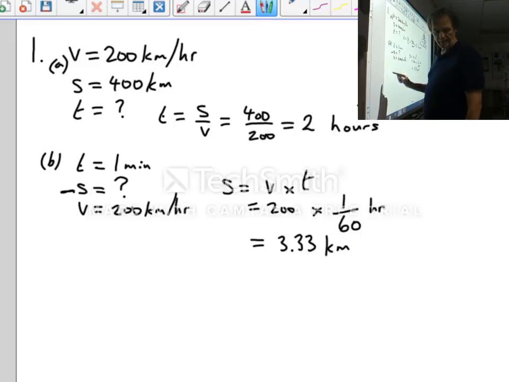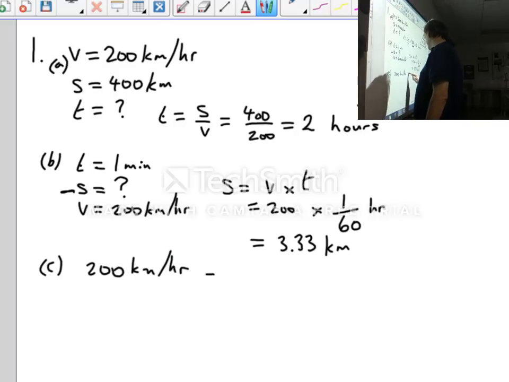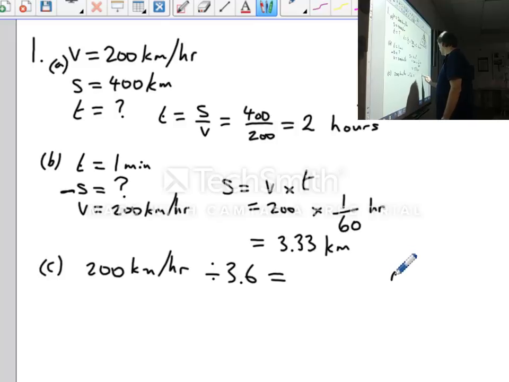Okay, you're looking at part C there. Convert 200 kilometres an hour into metres per second, and we said there was a straight conversion that you could use for that, where you would just divide by 3.6 to convert into metres per second. So if we divide it by 3.6, we'll get into metres per second. So 200 divided by 3.6, and you get 55.6 metres per second. So that's how you're doing the first lot.